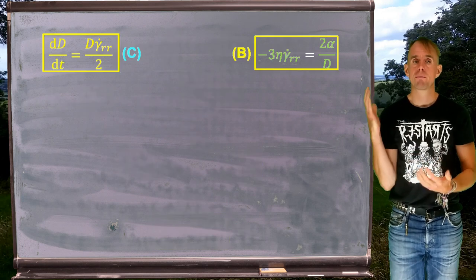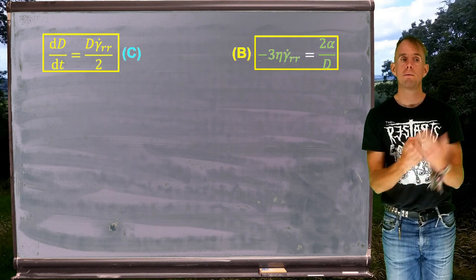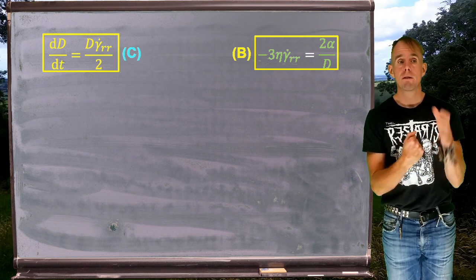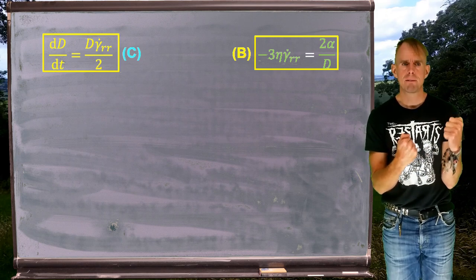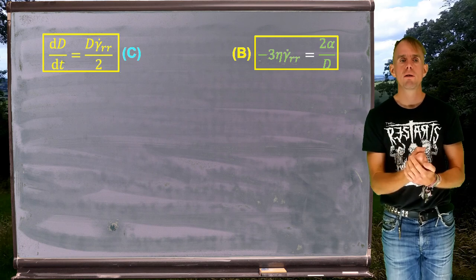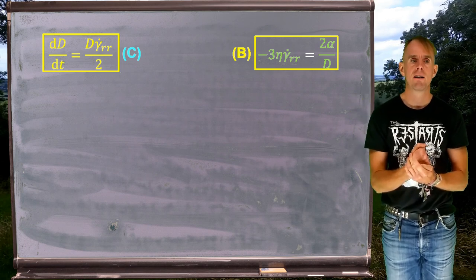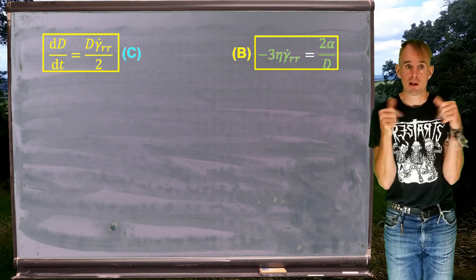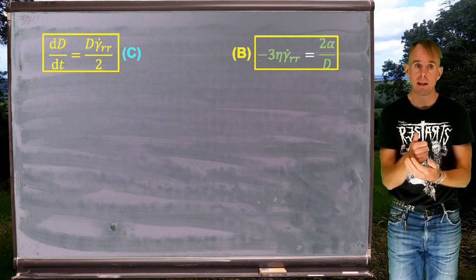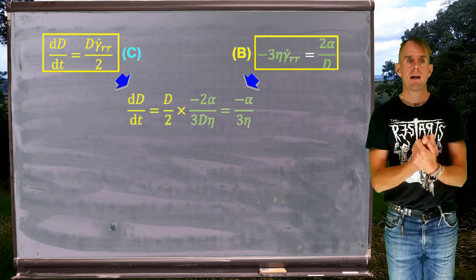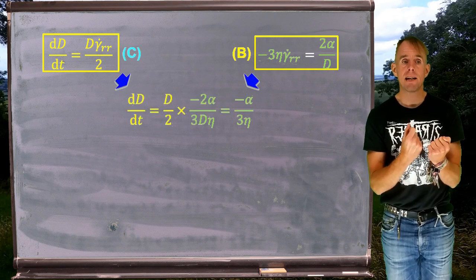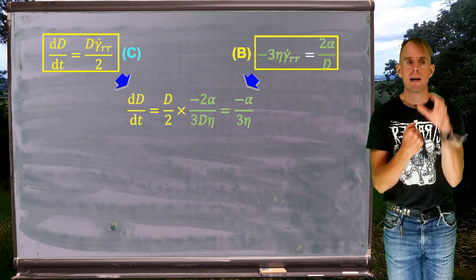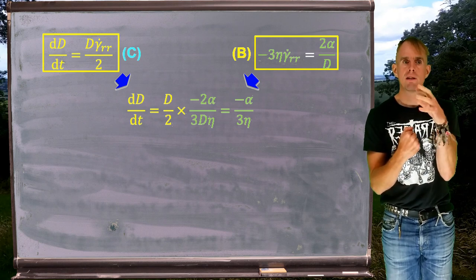And now on the board, let's start putting these results together. So in the yellow box on the left-hand side, we have dd by dt related to gamma dot rr and diameter. And on the right-hand side, in the green, we have an expression for gamma dot rr as a function of diameter and surface tension alpha. So let's substitute one into the other. Here we have dd by dt now, rewritten as d over 2 from C, and in green the contribution from surface tension in B.